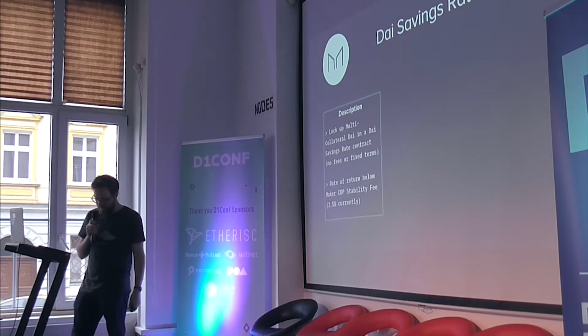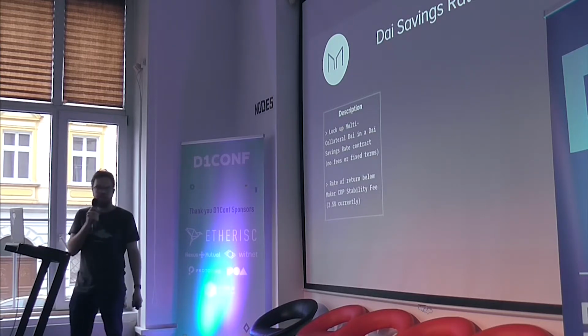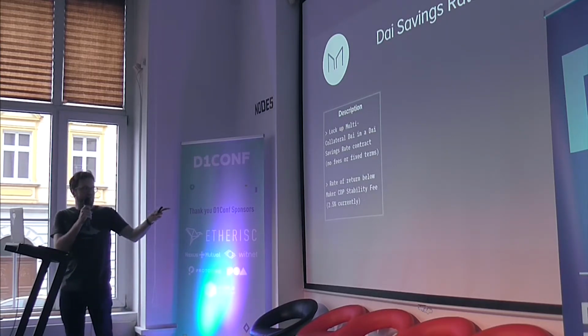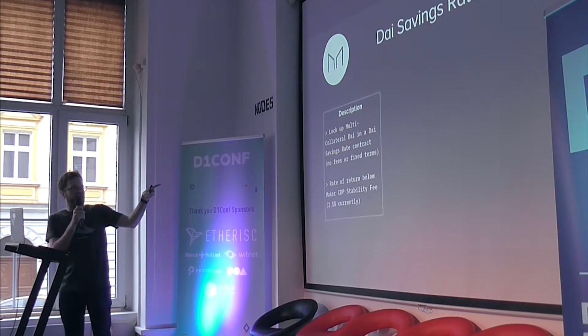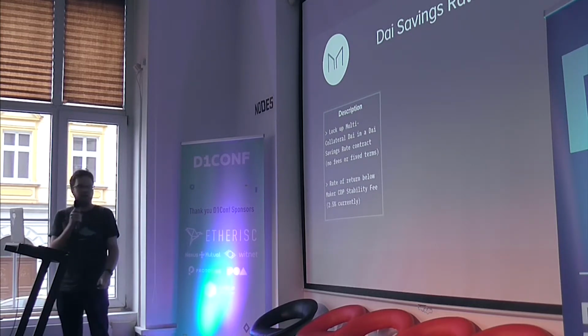And they've said the rate of return will be below the Maker CDP stability fee, currently set at 2.5%. The Maker CDP stability fee is basically a term that they use to say, well, this is how much it costs you to borrow DAI from them, and then being a lender will give you a rate below that, i.e. acting like a bank.